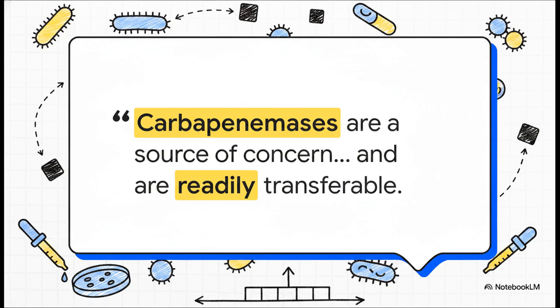By standardizing exactly how we detect these mechanisms, guidelines like EUCAST give us a fighting chance to stay just one step ahead. So the next time you hear a news story about antibiotic resistance, ask yourself, are we deploying the right diagnostic tools fast enough to actually catch it?